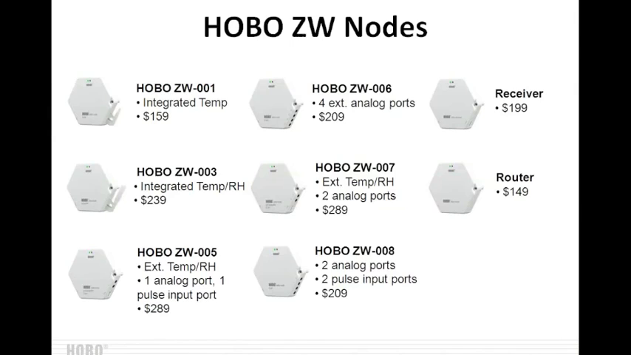And so now you're all probably sitting wondering how much the investment to get to wireless data logging is going to cost you. All of our information on pricing and part numbers is available on the web at onsetcomp.com. But just quickly, I wanted to show you an example of the range of nodes that we offer with the ZW system. You'll see everything from a single integrated temperature sensor node at $159 up to a multi-port node that includes an external temperature and relative humidity sensor, as well as 2 analog ports that could cost as much as $289 for a single node.